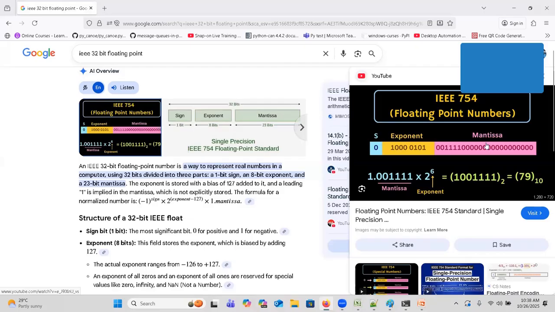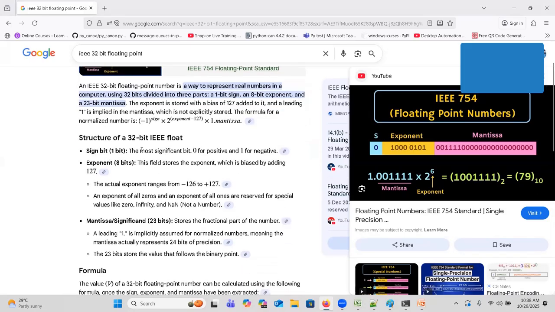How they represent a floating point number using this is explained here. One bit is used as the sign bit, 0 for positive, 1 for negative. Then the exponent has 8 bits, with a value from minus 126 to plus 127. And then the mantissa, or significand, uses 23 bits. 23 plus 8 is 31, plus this one bit, totally 32 bits. They follow this sign, exponent, mantissa format, and using that only they will represent the number.